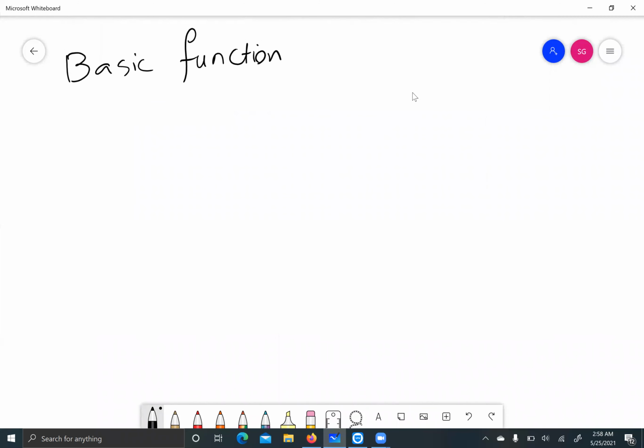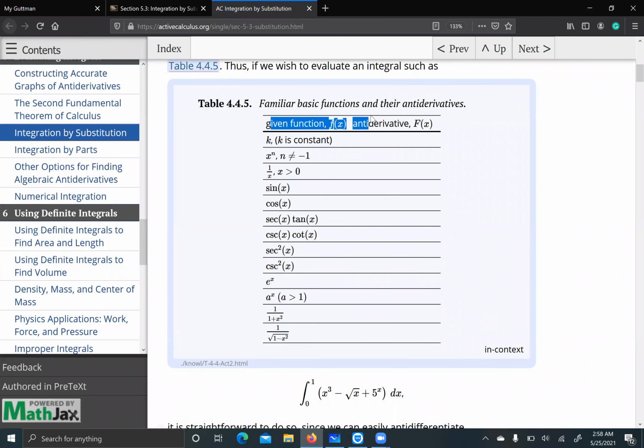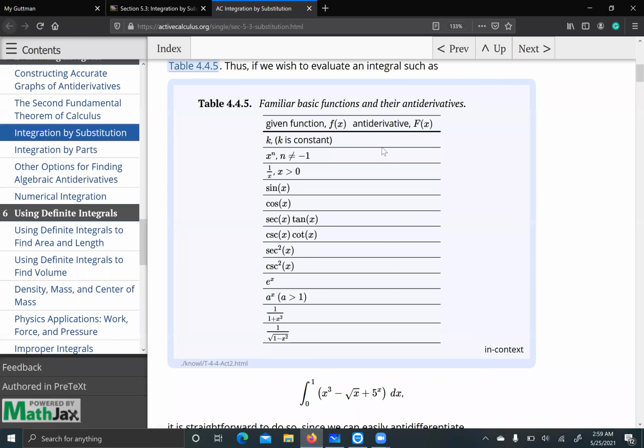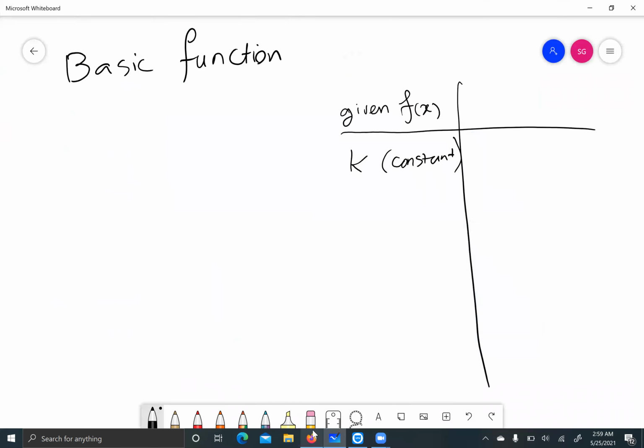we are looking for, in this table, we have a given function f of x, such as a constant k, and we are looking for the antiderivative. Okay, so this is what we are looking for.